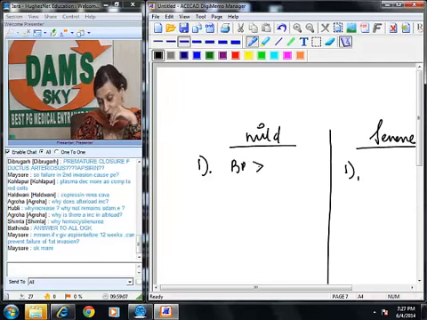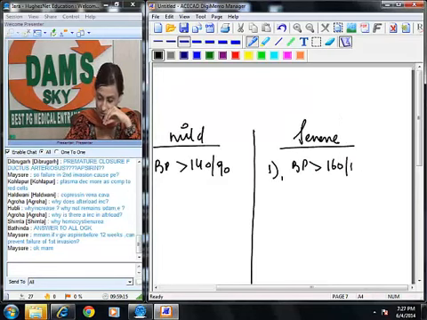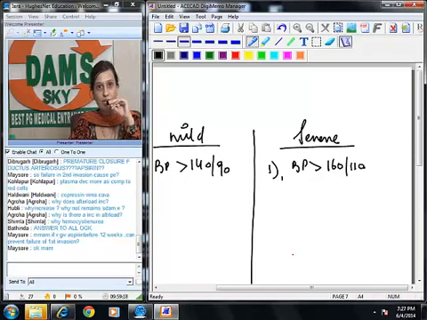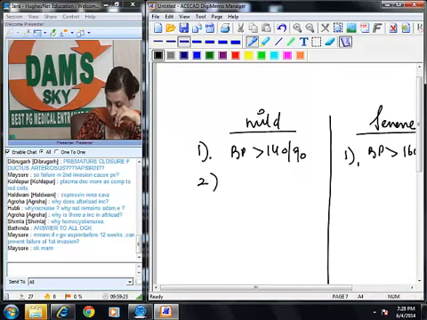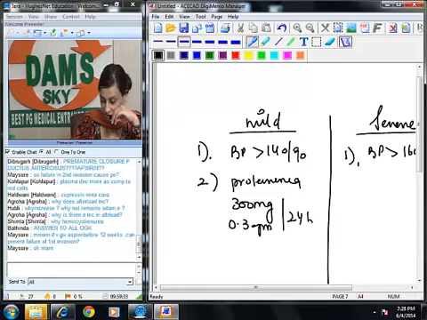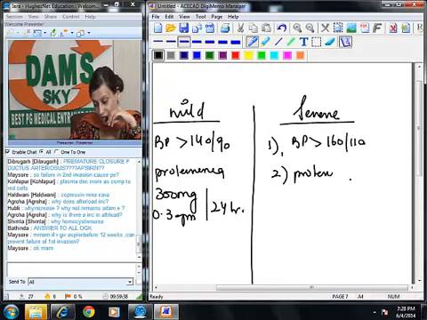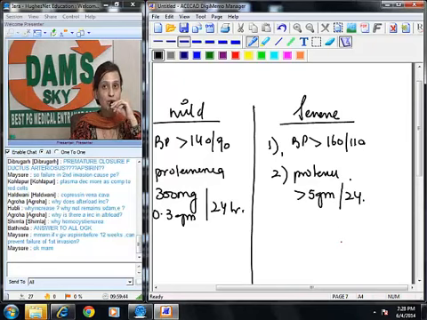In mild, the blood pressure is more than 140 by 90 millimeters of mercury, whereas in severe, the blood pressure is going to be more than 160 by 110. In mild, proteinuria is how much? 300 milligrams or 0.3 grams in a 24-hour urine sample. Whereas in severe preeclampsia, the proteinuria is as high as more than 5 grams in a 24-hour urine sample.